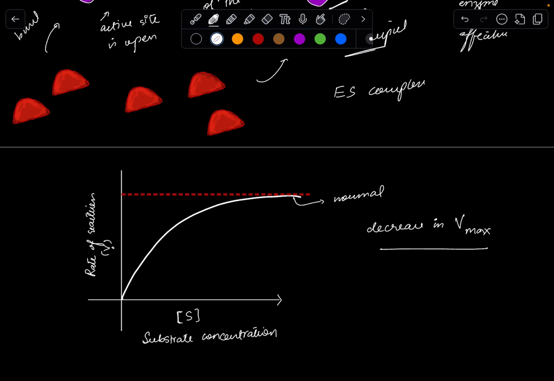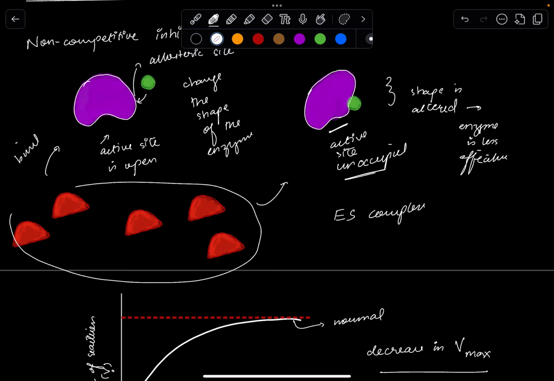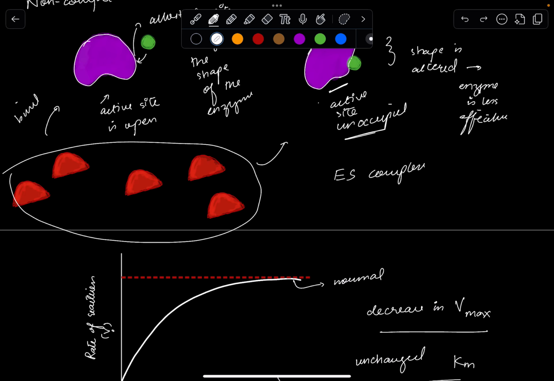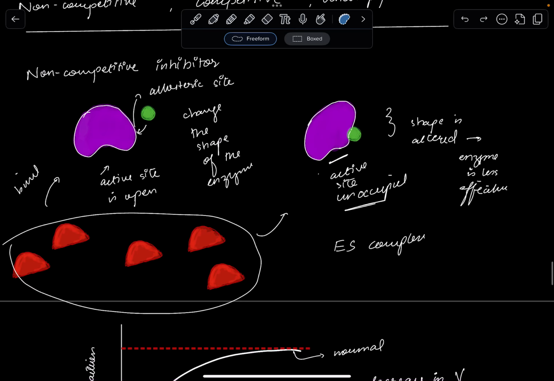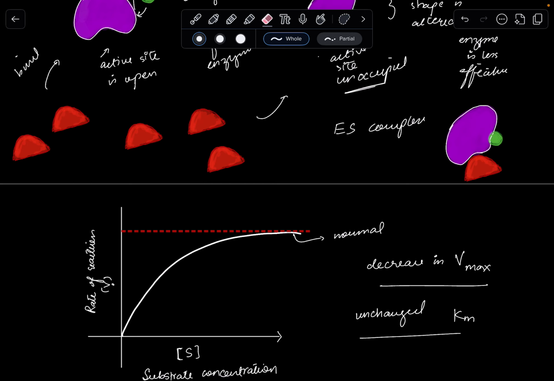But what happens to our Km? What will happen to the Km? The Km is unchanged. Now, why is the Km unchanged? The Km is unchanged because it will still take this much substrate concentration to form this enzyme substrate complex. It's only the fact that because less of the enzymes work effectively, the rate will be decreased.